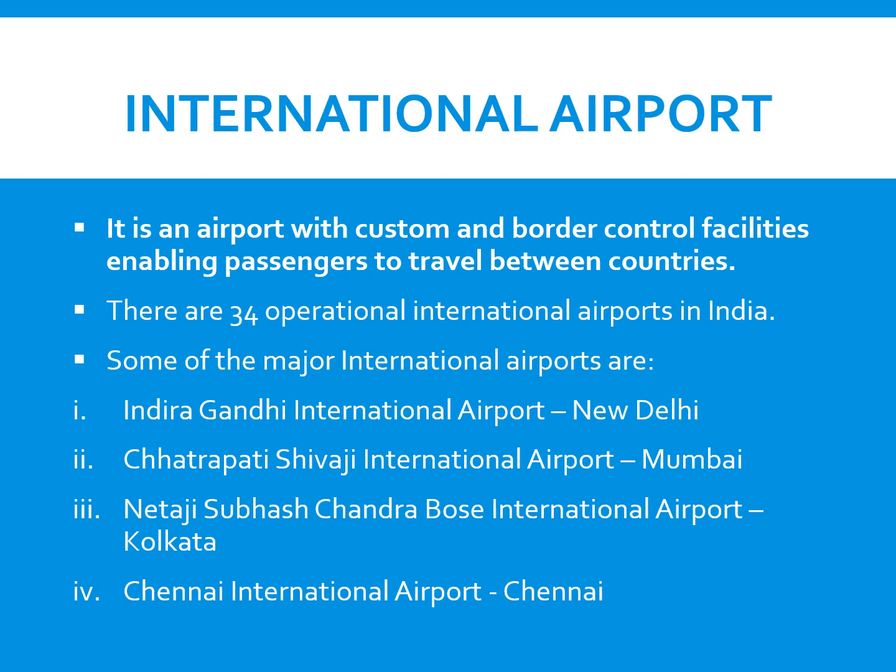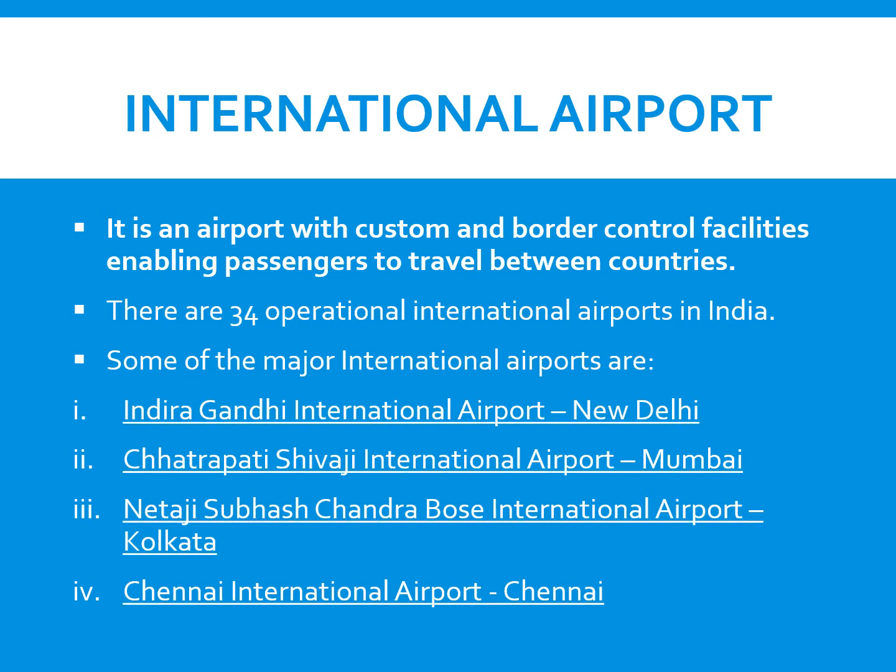There are 34 operational international airports in India. Some of the major international airports are Indira Gandhi International Airport, New Delhi, Chhatrapati Shivaji International Airport, Mumbai, Netaji Subhash Chandra Bose International Airport, Kolkata, and Chennai International Airport, Chennai.